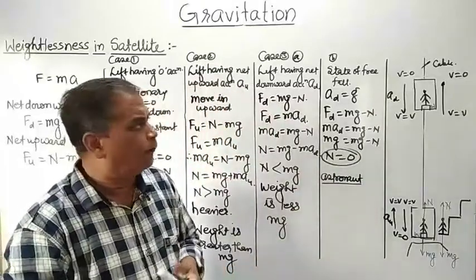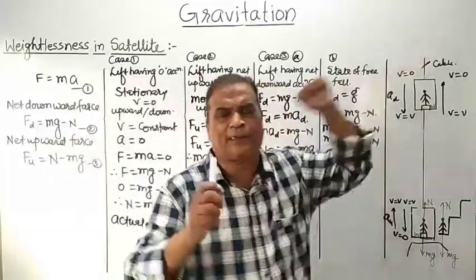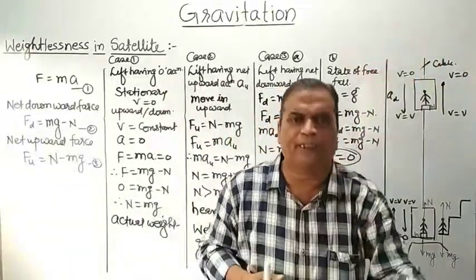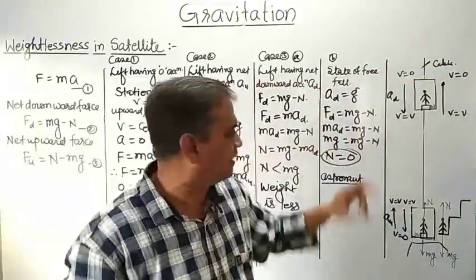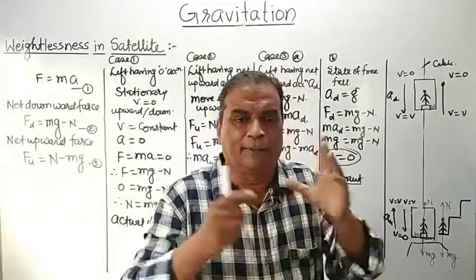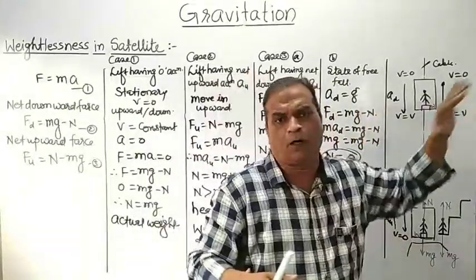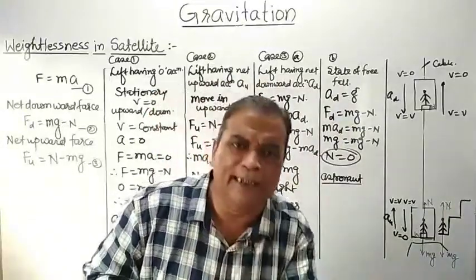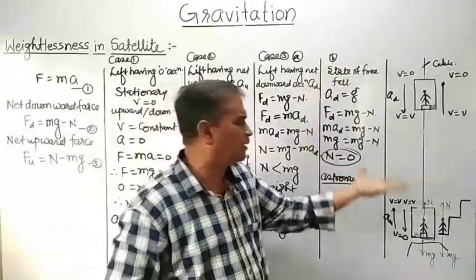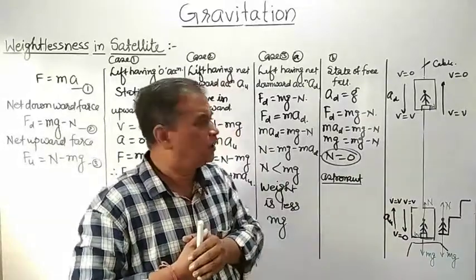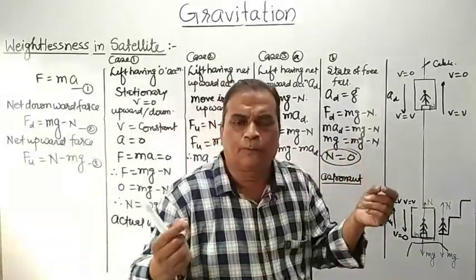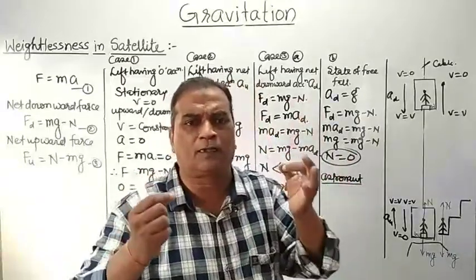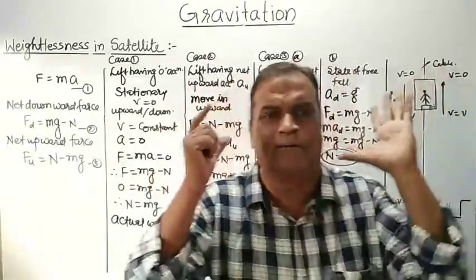Means when the cable of a lift is broken and both passenger and lift fall freely under gravity with an acceleration AD equal to g, then because the floor of a lift or a floor of an elevator will not exert any normal reaction on the passenger, he has a feeling of weightlessness. This condition is called condition of zero gravity.